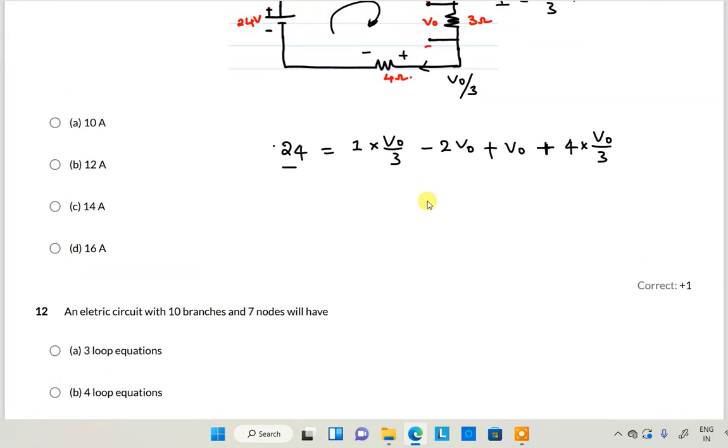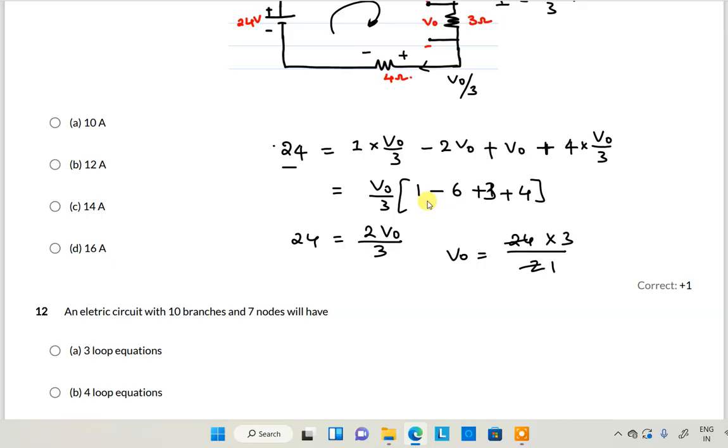So V0 by 3 is common: 1, here minus 6, plus 1, here plus 4. From that, V0 times (1 minus 6 plus 1 plus 4) over 3. Here 6, here 3, the LCM is 3. So 1 plus 4 plus 1 minus 6 gives 2 by 3 V0, equal to 24. From that, V0 is equal to 24 into 3 by 2, which is 12 times 3, so V0 is equal to 36.